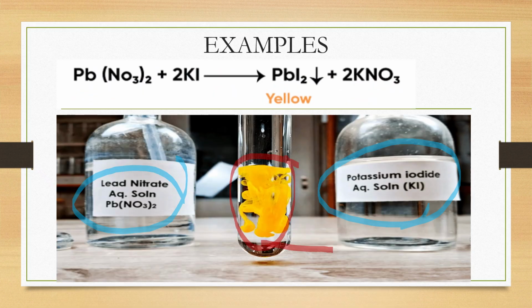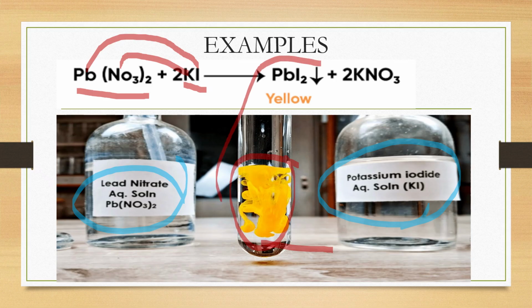Okay, in this reaction you can see lead nitrate is there, KI is there, and lead reacts with iodine and potassium combines with nitrate. So the yellow PPT which you can see over here is of lead iodide only. The downward arrow denotes PPT. Okay, and potassium nitrate is left in the form of solution only.